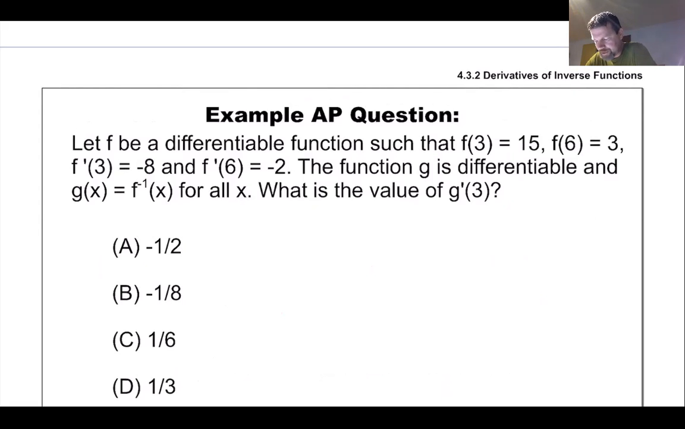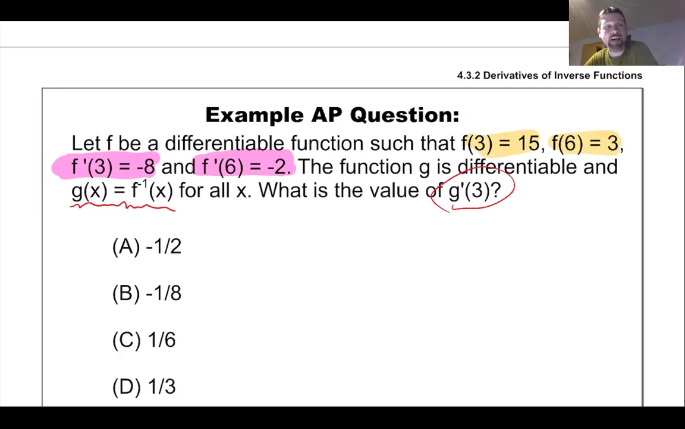All right, the example AP problem says, let f be a differentiable function such that f of 3 is equal to 15, f of 6 is equal to 3, f prime of 3 is equal to -8, and f prime of 6 is equal to -2. The function g is differentiable, and g is equal to the inverse of f, so g is equal to f inverse of x for all x. What is the value of g prime of 3?